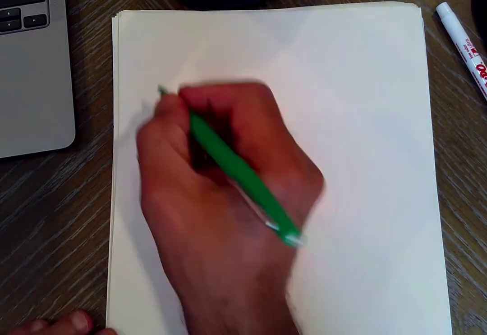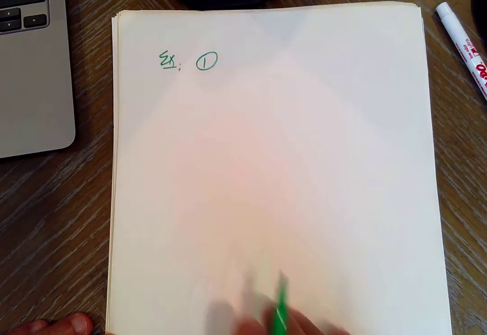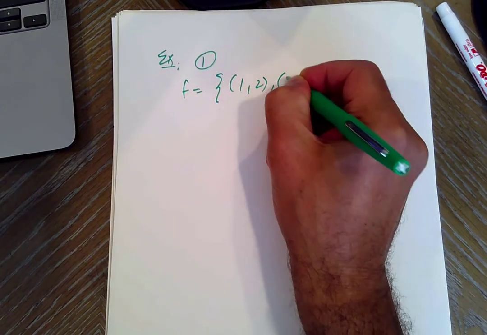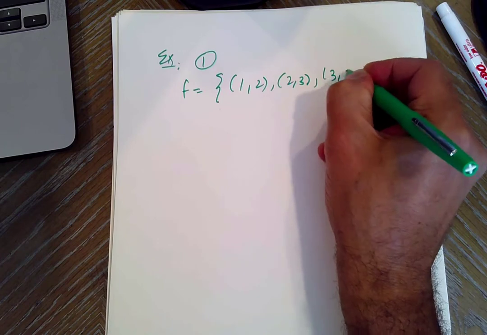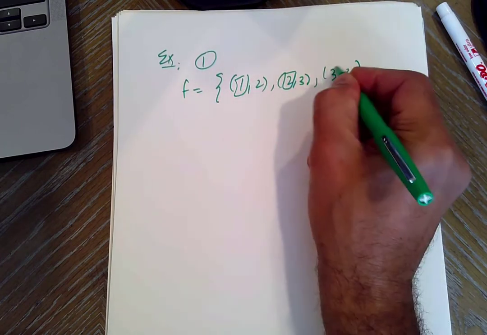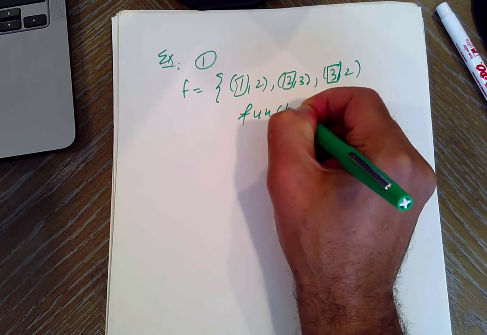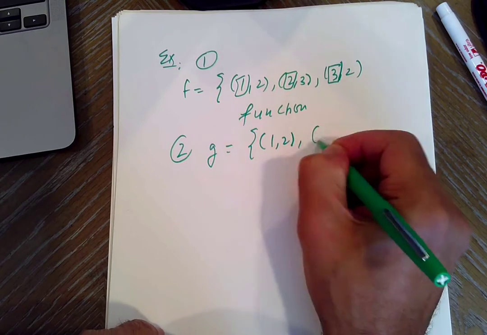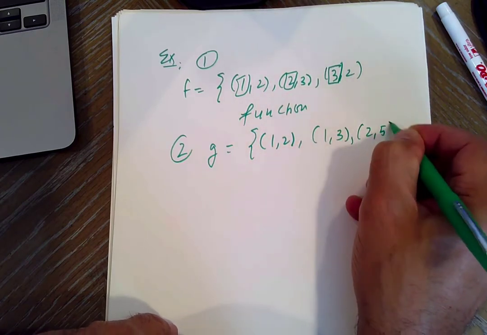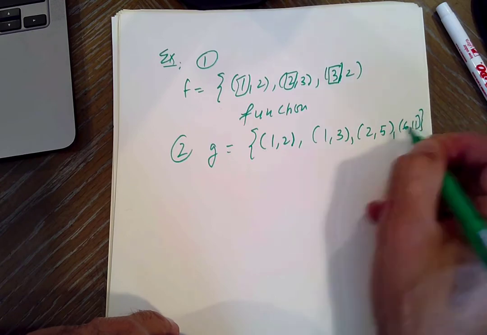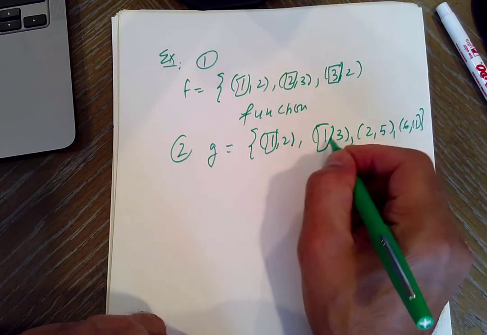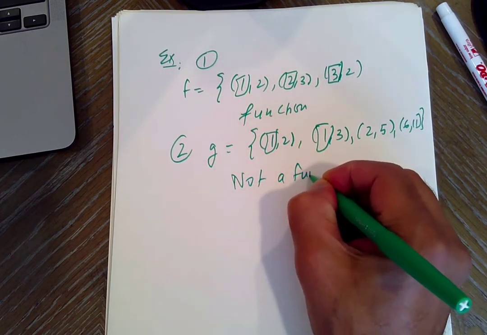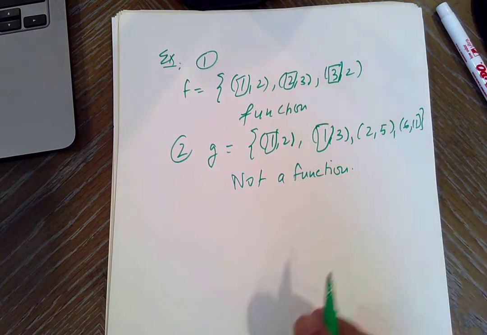So now let's see some examples, sorry. So if f is a set of ordered pairs (1, 2), (2, 3), (3, 2), this would be a function since no x value is repeating. If you look at g, which is (1, 2), (1, 3), (2, 5), (6, 11), this is obviously not a function because 1 has two different relationships. This is called a relation or a mapping, but it's not a function.